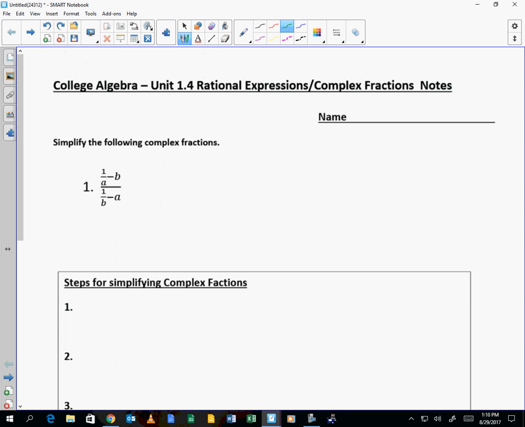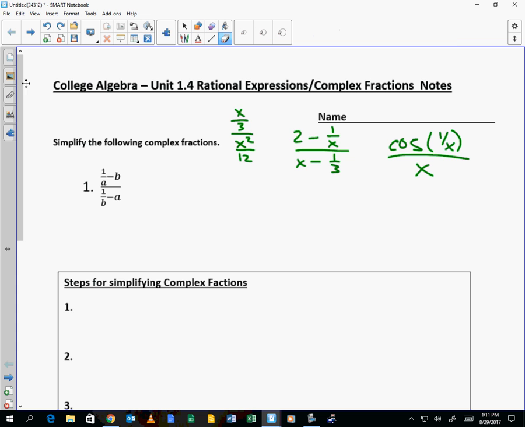This is an example of a complex fraction. So let's say x over 3 divided by x squared over 12. Okay, that's an example of a complex fraction. 2 minus 1 over x divided by x minus 1 over 3, complex fraction. Fraction within a fraction. Okay, and we need to learn how to simplify those. Just for the record, this is not considered a complex fraction. That is not something we can reduce, and there's no need to try to work that through. So that's not a complex fraction.